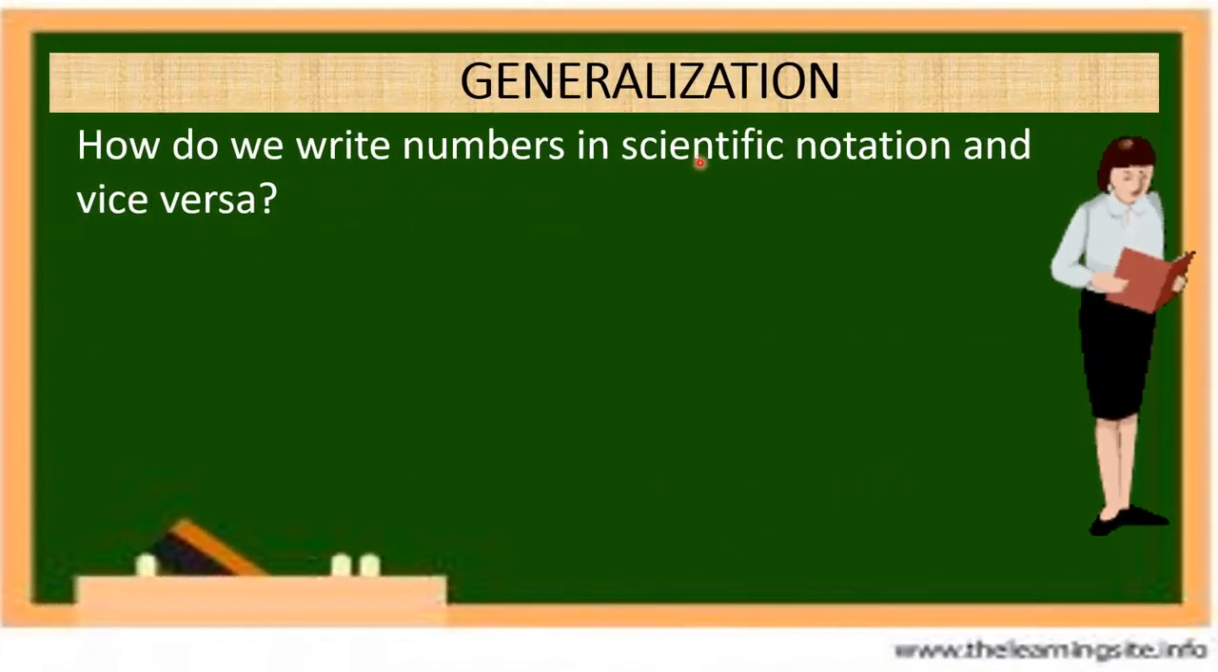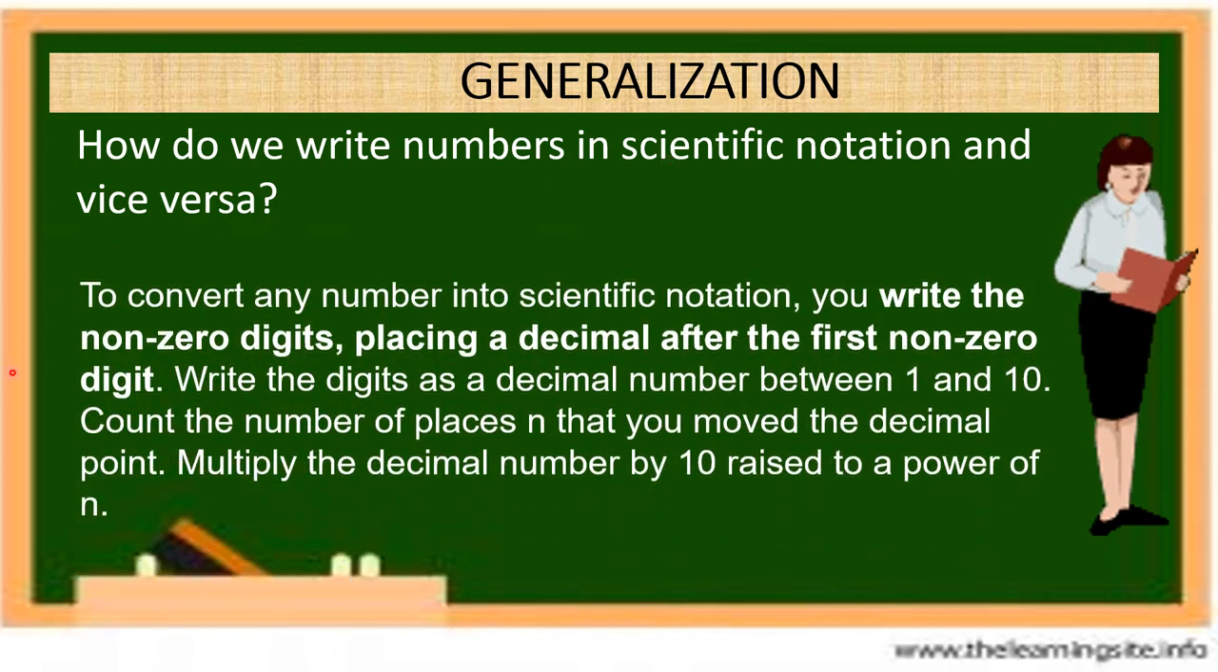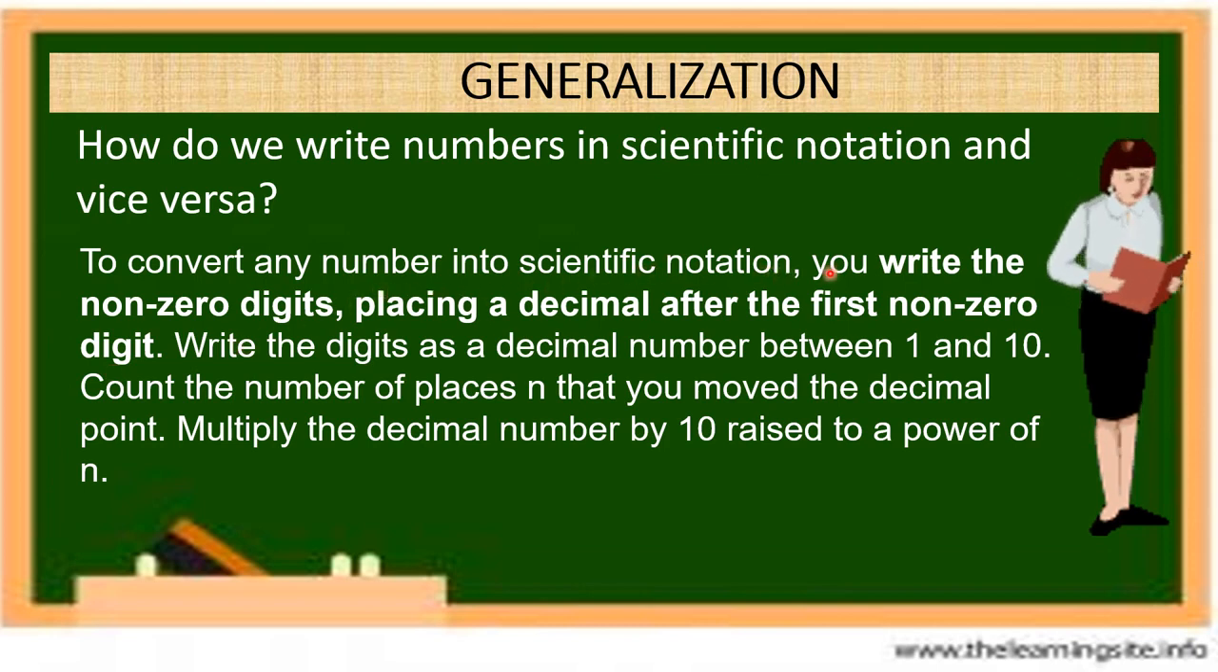How do we write numbers in scientific notation and vice versa? To convert any number into scientific notation, you write the non-zero digits, placing a decimal after the first non-zero digit. Write the digits as a decimal number between 1 and 10. Count the number of places that you move the decimal point. Multiply the decimal number by 10 raised to a power of n. So if the movement is to the right, the exponent is positive. If the movement is to the left, the exponent is negative.